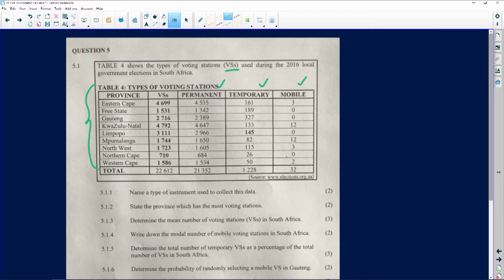Let's look at 5.1.1. It says to us, determine a type of instrument used to collect this data. So now I also had to think a little bit with this type of question. And then I remembered when you are collecting data, there's different types of instruments that you are going to use. It's either you're going to observe, or you're going to have a questionnaire, a little thing that people are filling out.